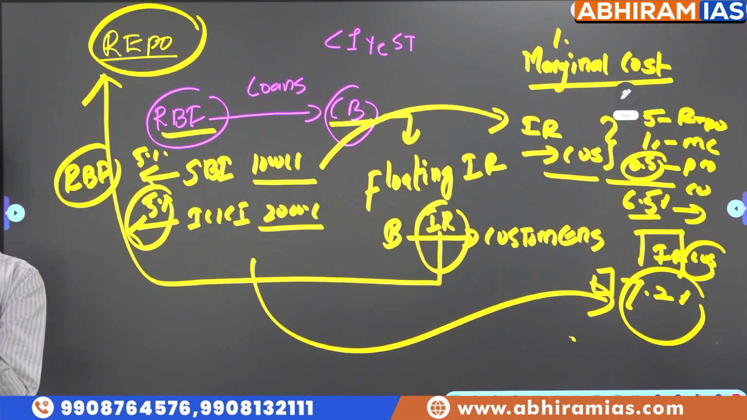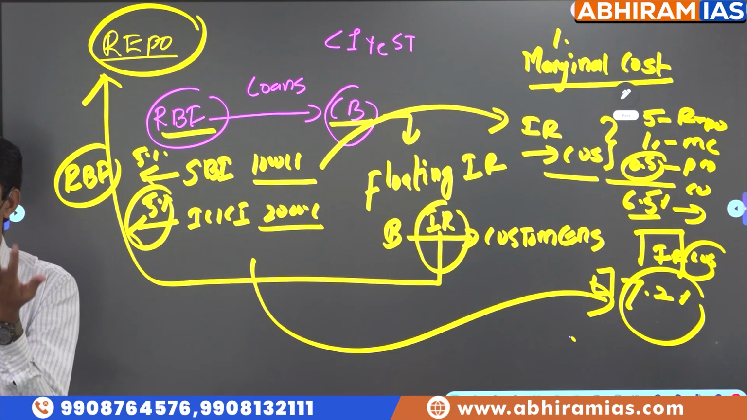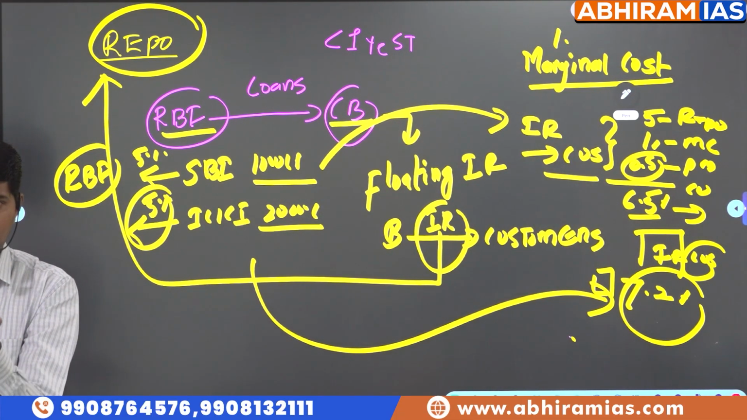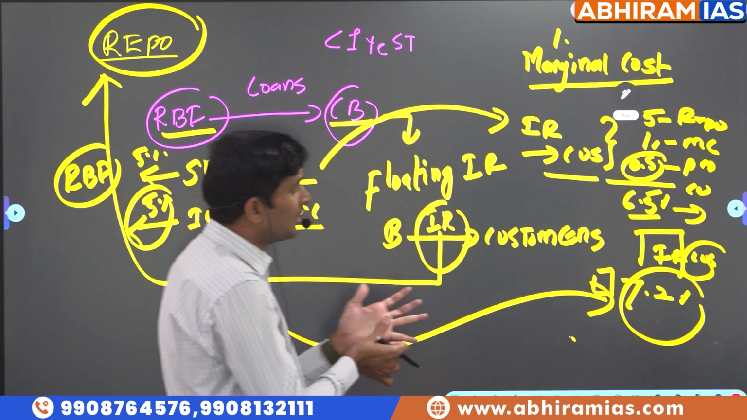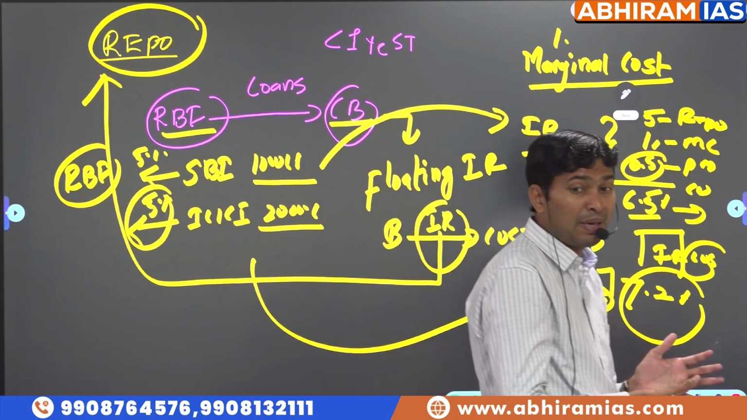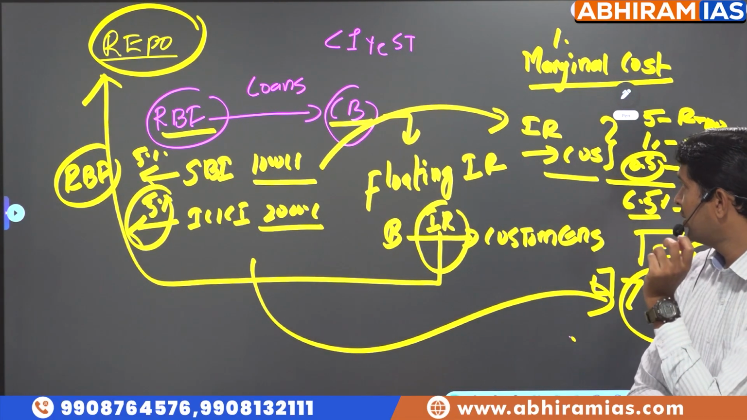Why? Profit margin difference. Profit margin also varies. Marginal cost also will vary. That's why the interest rate varies from bank to bank. Okay. Actually, in banking terminology, we call it spread. Profit margin means spread. S-P-R-E-A-D, spread. Spread is called the profit margin for the bank.